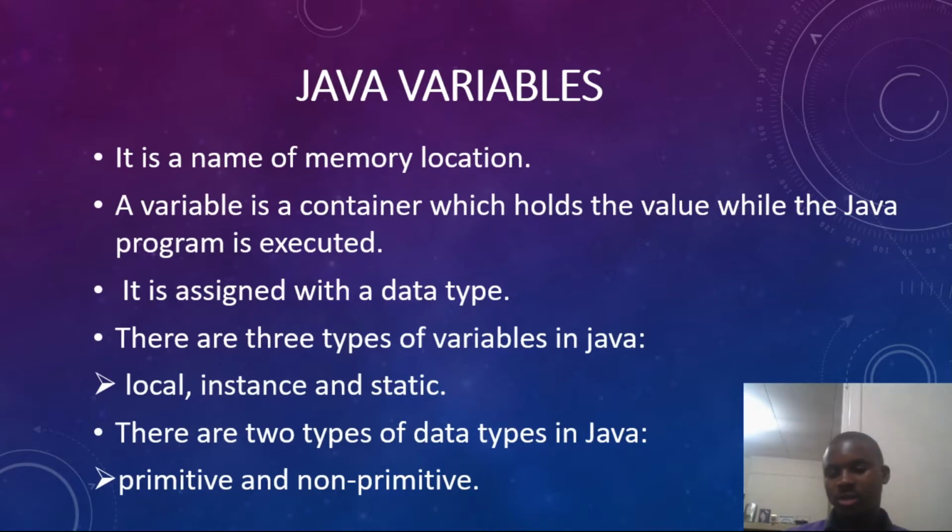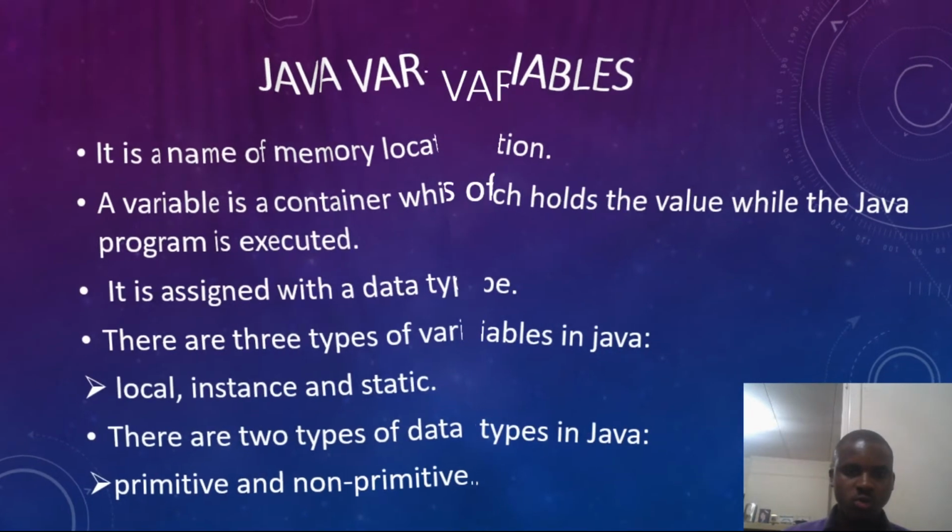So here in Java, we've got only three types of variables, which is the local, instance, and the static. So we are going deeper now into these three types, and you see what they are. Also, we have got two types of data types in Java, which is the primitive and non-primitive data types in Java. We are going to look at it later.